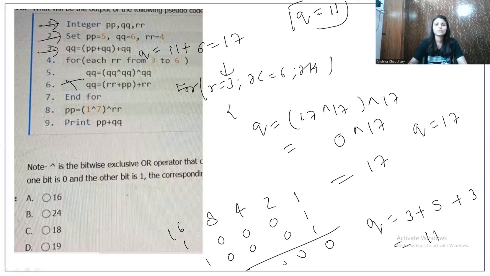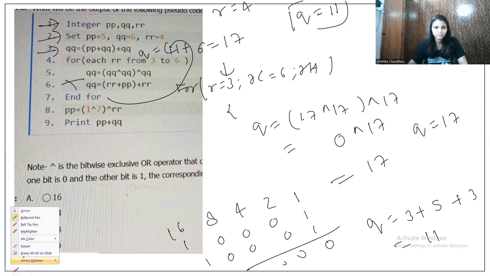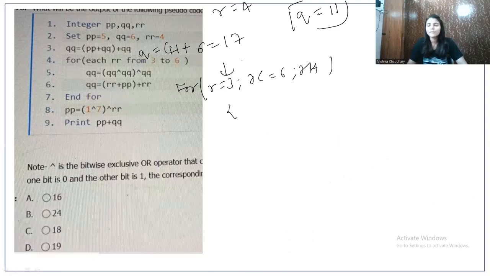Now from here the control will go and increment the count of R. So R is now 4, right? Let me erase all the other stuff so that we can move further. This time R is 4, so R is less than or equal to 6. The condition is true as 4 is less than or equal to 6. We will come into the for loop.